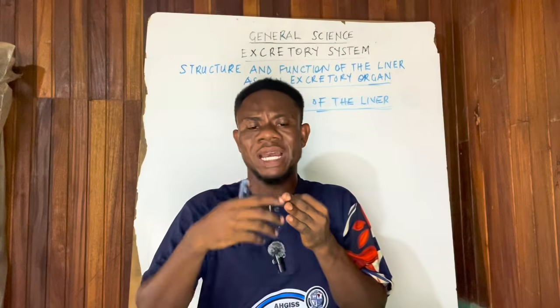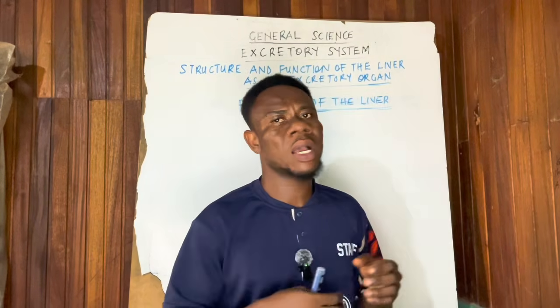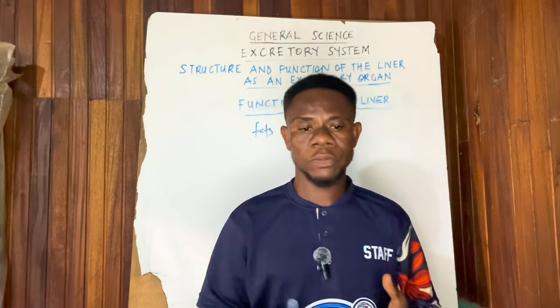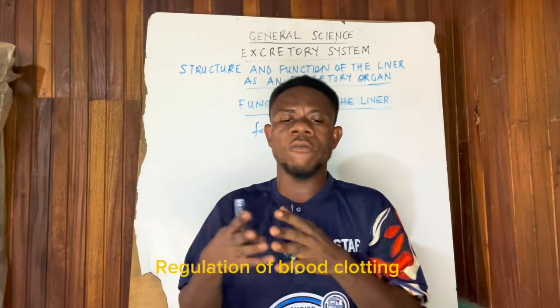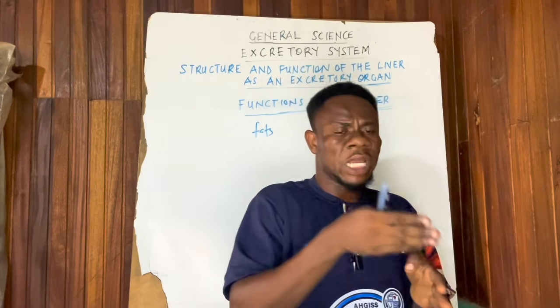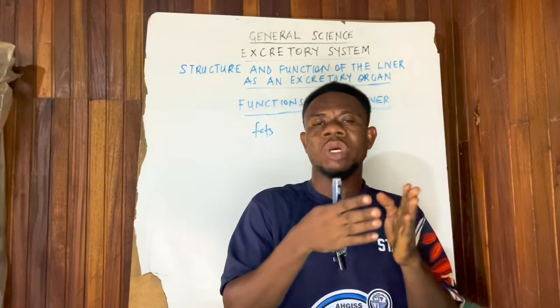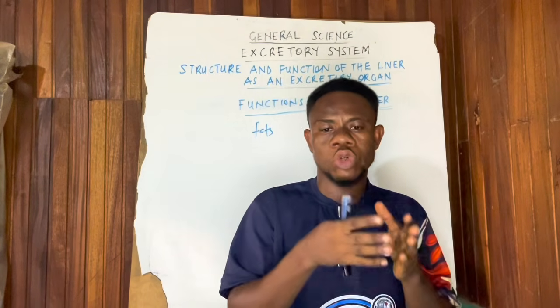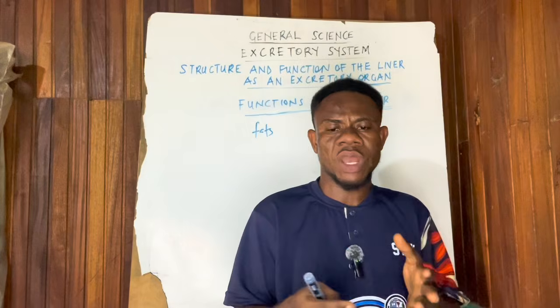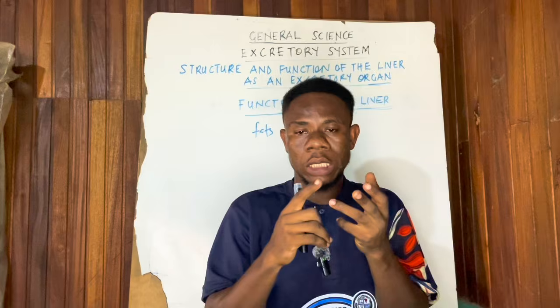Now, importance: all this process protects the body from harmful substances, metabolizes medications, and removes environmental toxins. Yes, all these toxins entering our liver, they remove them. We also have regulation of blood clotting. In this process, they produce clotting factors. These clotting factors are proteins needed for blood clotting.